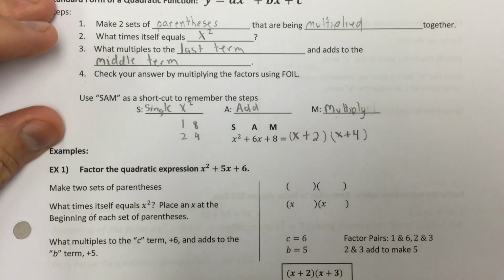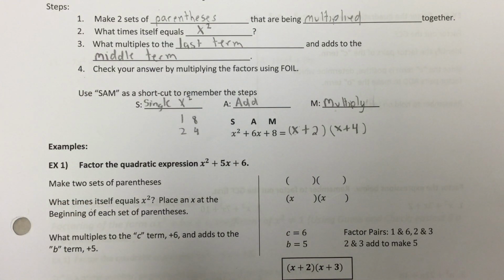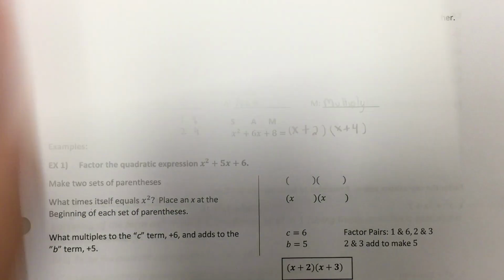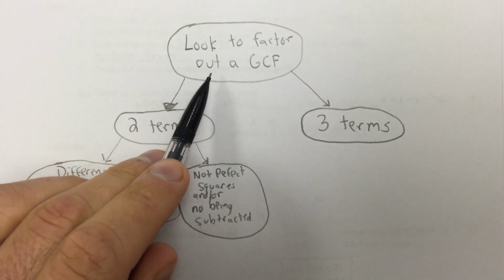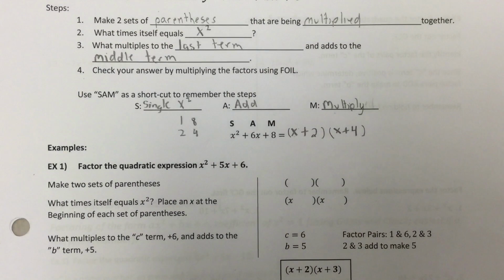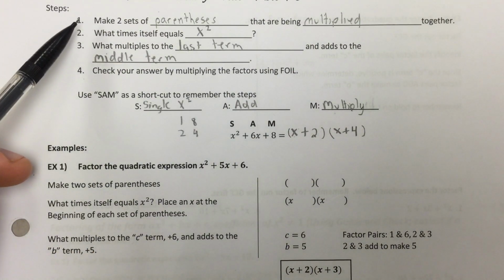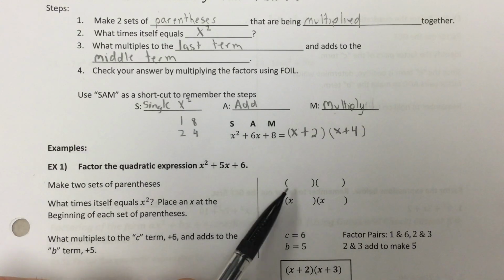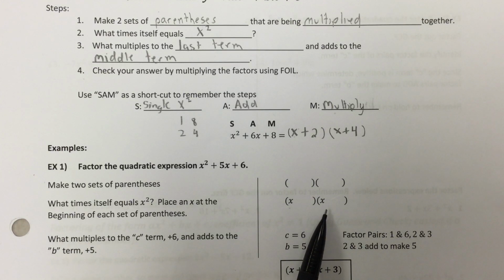All right, so if we look at example 1, it says factor the quadratic expression x squared plus 5x plus 6. Again, if we follow our flow chart here, we are still looking for a GCF first. That's where we always start. There is no GCF though. So then we follow our steps up here. Make 2 sets of parentheses. Done. What times itself is equal to x squared? That's step 2. X times x in the beginning of each parentheses.